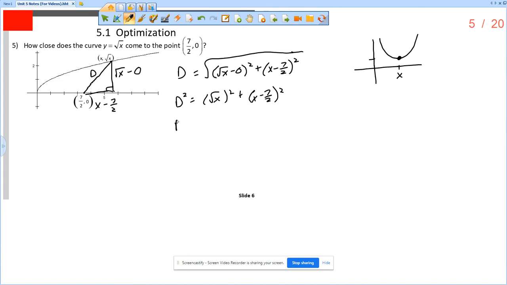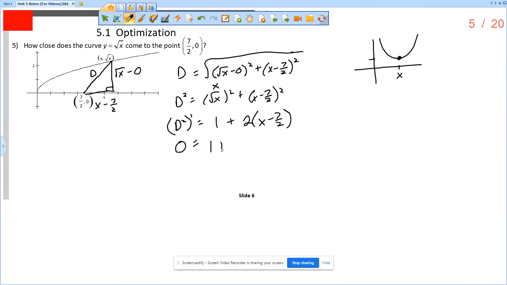All right. So I'm going to take the derivative of d squared. Now, I'm not taking like the derivative of d squared, like 2d dt or dx or whatever. I'm taking the derivative of just this function. Okay. So the derivative of this function. All right. So first of all, remember this is just x. So the derivative would be 1 plus 2 times x minus 7 halves times the derivative of x minus 7 halves, which is 1. All right. And so I'm going to set this equal to 0.